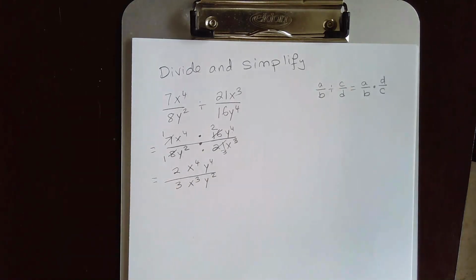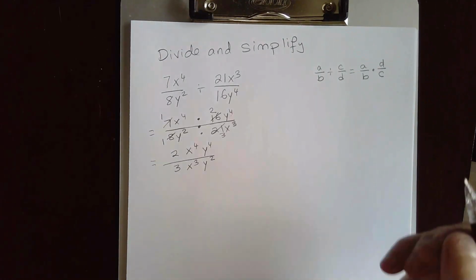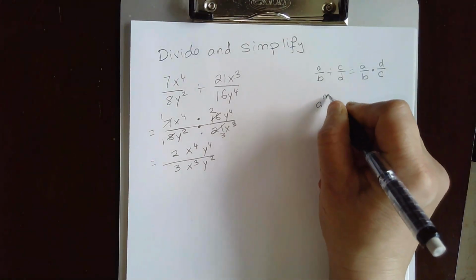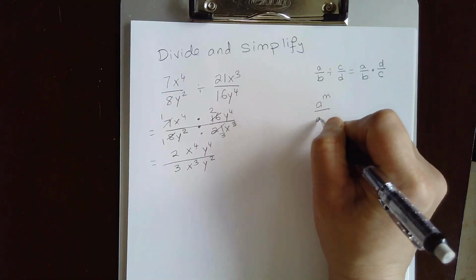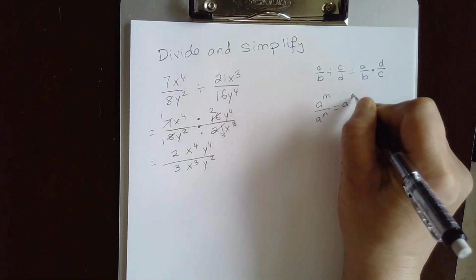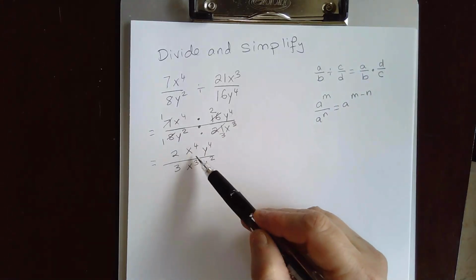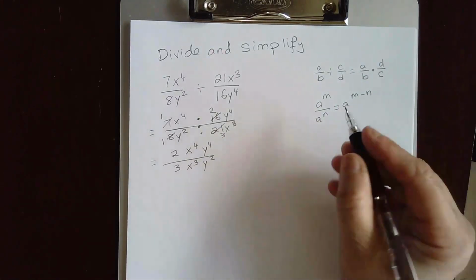Now, what we have here, we can simplify using the quotient rule of exponent. Now, if you recall the quotient rule of exponent, a to the m over a to the n, that's equal to a to the m minus n. So the power of the numerator minus the power of the denominator. Or you can do this if you like.